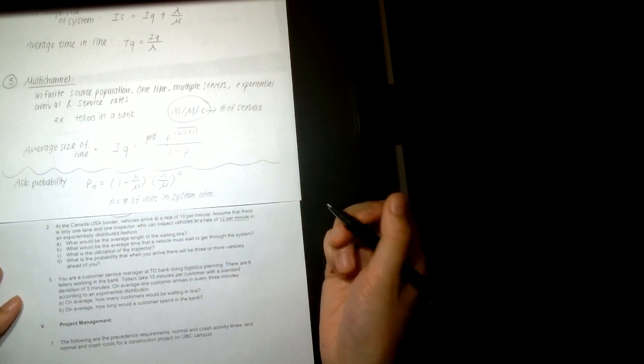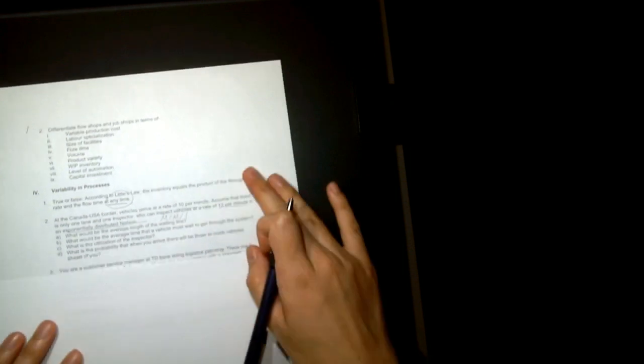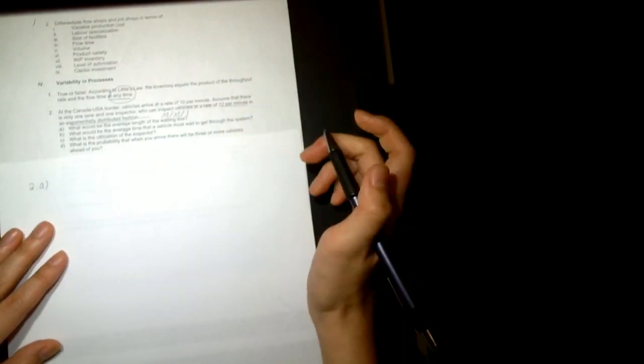Okay, so now we have the question here. At the Canadian-USA border, vehicles arrive at a rate of 10 per minute, assuming that there's only one lane and one inspector who can inspect vehicles at a rate of 12 per minute in an exponentially distributed fashion. If you look back at the 3 different types, as well as the PK formula, we would realize that this falls under the first type. So this would be the M/M/1.